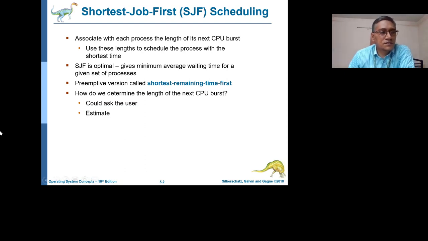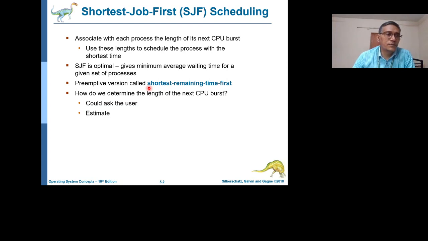So here, the shortest job first, from the name itself, we can say that whichever job has the least CPU burst time, that will be executed first. So use this to schedule the processes with the shortest time. SJF, compared to FCFS, will be optimal, giving the minimum average waiting time for a given set of processes. Here there are two different types of SJF algorithms that can be implemented.